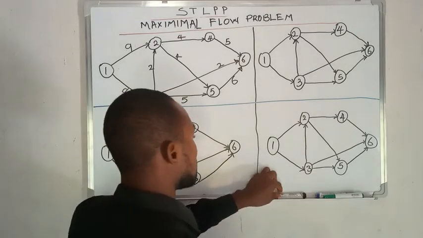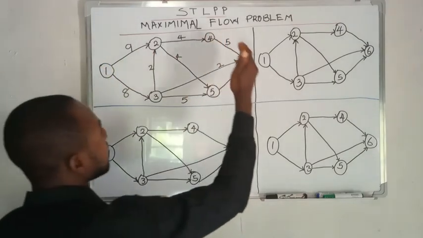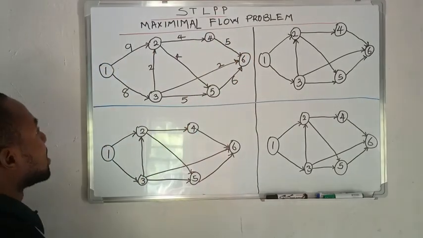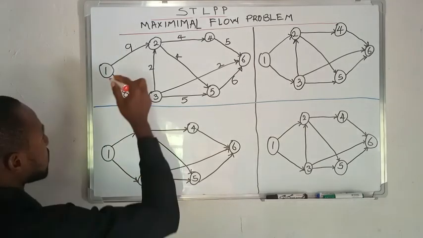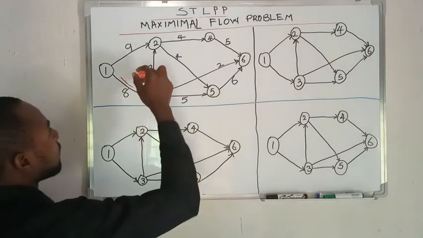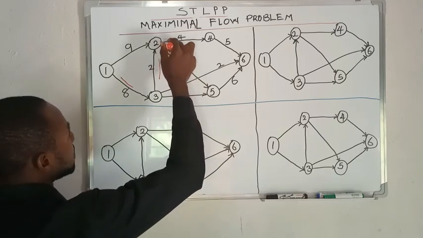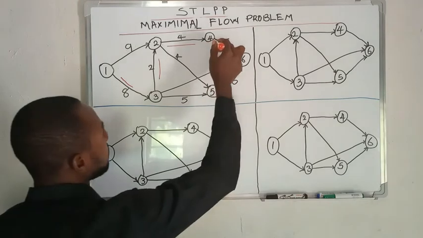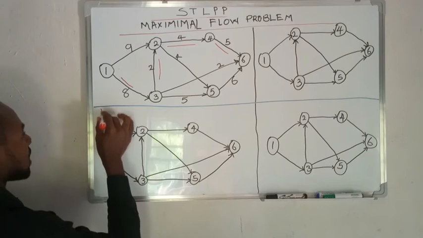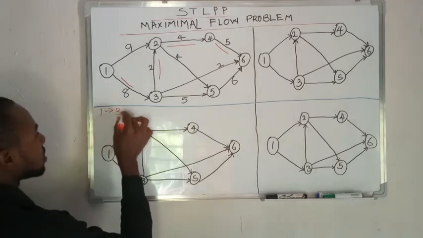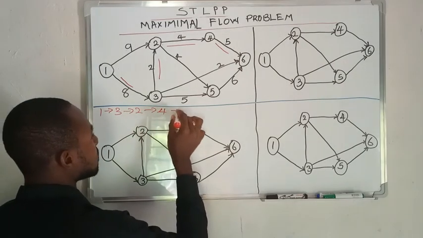So we start by picking the paths that can lead us from the source node down to the sink node. One of those paths is this: we go from 1 to 3, then from 3 to 2, then from 2 down to 4, and then from 4 to 6. Let me just write it out. We have 1 down to 3, down to 2, down to 4, and to 6.